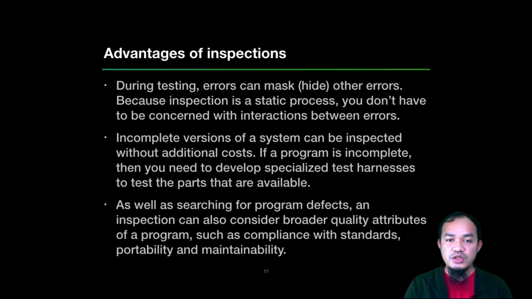Incomplete versions of a system can be inspected without additional cost. For example, if we want to combine too many components together, it will cost a lot to combine them. If we implement inspection, we can see how they are combined before we deploy to the real environment. If a program is incomplete, then you need to develop a special test harness to test the parts that are available. So we have to test the incomplete parts first before we merge the components together into a system.